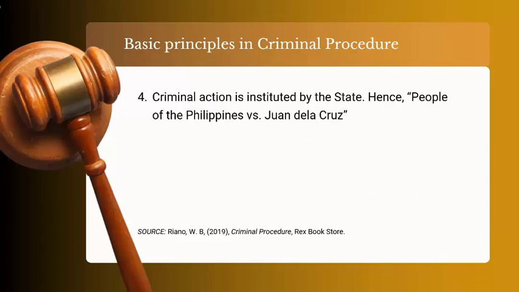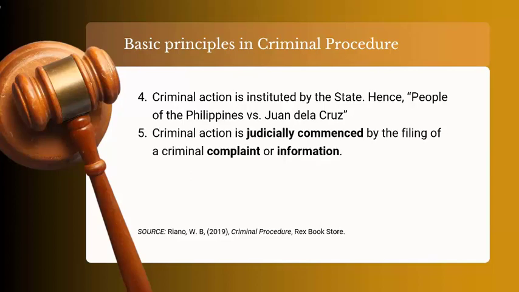Now let's continue with the fourth principle, and we have until 9 items under the basic principles, which is, starting with number 4, criminal action is instituted by the state to prosecute a person for an act or omission punishable by law. This is why a complaint or information is in the name of people of the Philippines, because ultimately, a crime has been committed against social order. The fifth principle is that criminal action is judicially commenced by the filing of a criminal complaint or information.